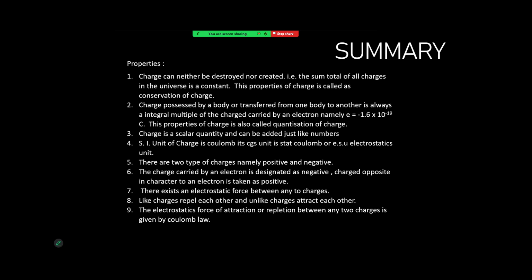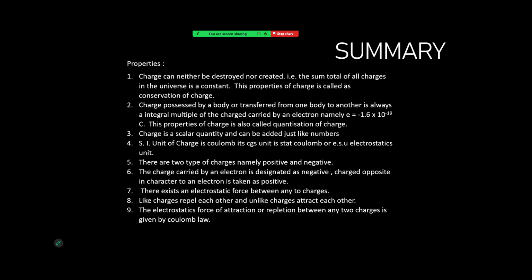There are two types of charges, namely positive and negative. The charge carried by an electron is designated as negative. Charge opposite in character to an electron is taken as positive. So we clearly define what is positive, what is negative. There exists an electrostatic force between any two charges. Like charges repel each other, unlike charges attract each other. The electrostatic force of attraction or repulsion between two charges is given by Coulomb's law.